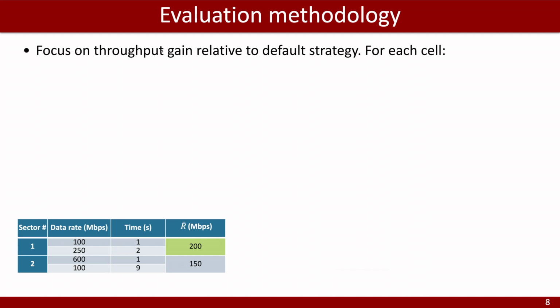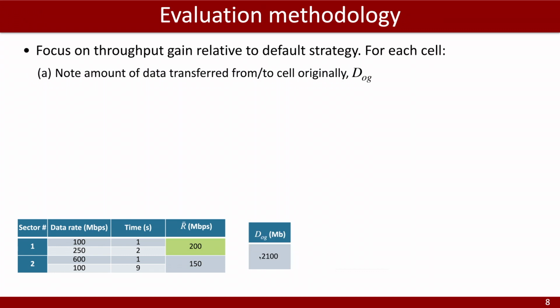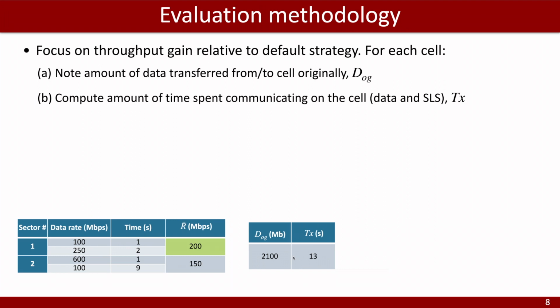We evaluated the performance of our proposed strategy against the default 802.11 strategy by computing the throughput gain, meaning that we are focused on maximizing the amount of data that can be transferred per unit of time. We did this by performing the following procedure for each cell. First, we took note of the amount of data that was transferred to and from the cell in the experimental data that we've collected. Then, we computed the amount of time that was spent communicating while the client was on that particular cell. Because our proposal does away with sector-level sweeps, we included that time here.